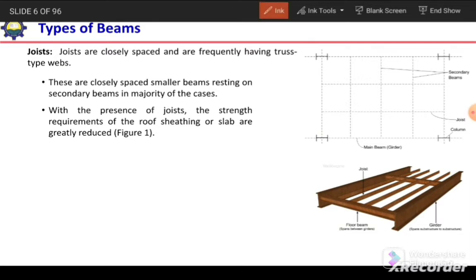So the purpose of providing these joists is to minimize the strength requirement of the slab. So with the presence of joists, the strength requirement of the roof sheeting or slab are greatly reduced. So when we provide the joist at closer spacing, the strength requirement, or we can say the thickness requirement of the slab is significantly reduced because of the lesser span. Here the span of the slab will be only this one.